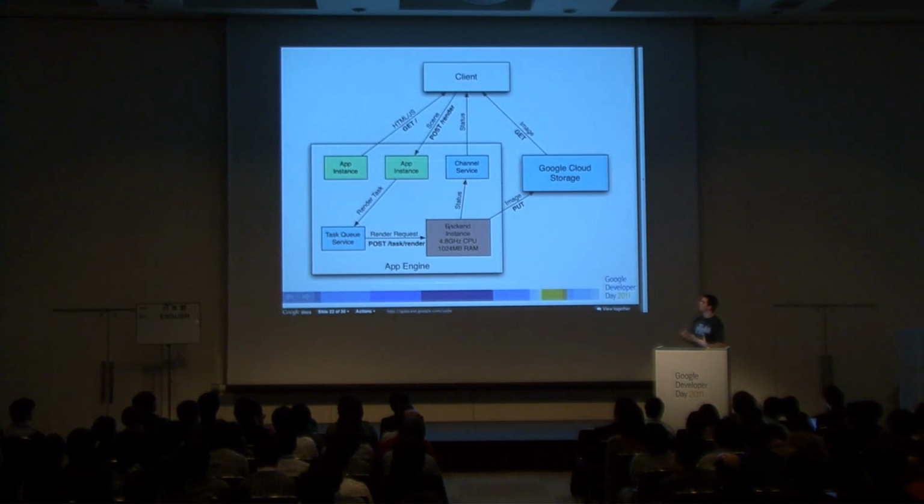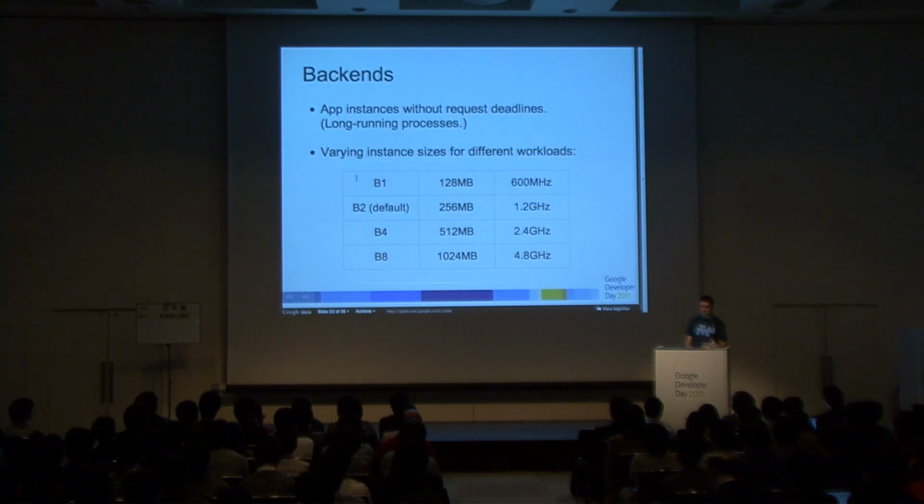So why do I need to hit a backend instance when instead I could just have the task queue hit a normal app instance? Well, the primary reason is speed. Backends are app instances that have no request deadlines, so you can run processes of arbitrary length on a backend. And the other feature of backends is they offer varying instance sizes for different workloads.